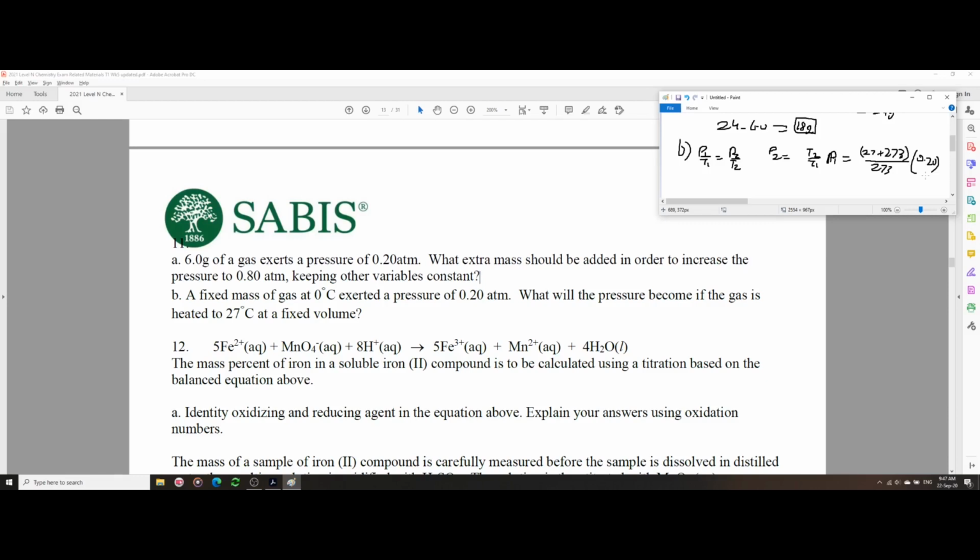You get 0.2197, and so on. This one is again two significant figures, so 0.22. So 0.22 what? Atmosphere, because you're looking for pressure, and it's pretty much easy.